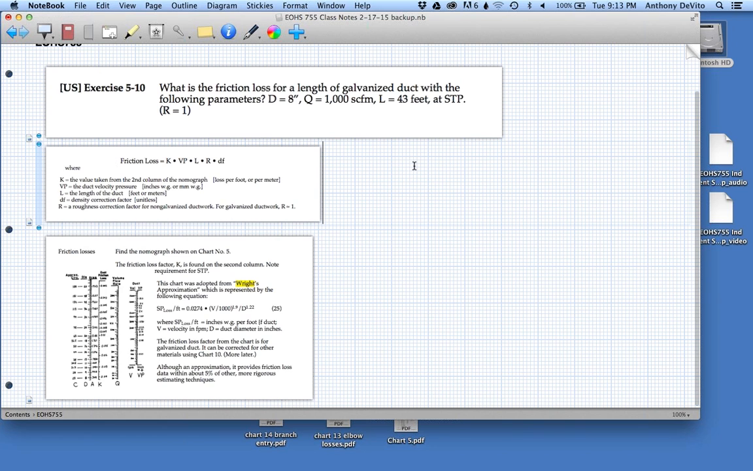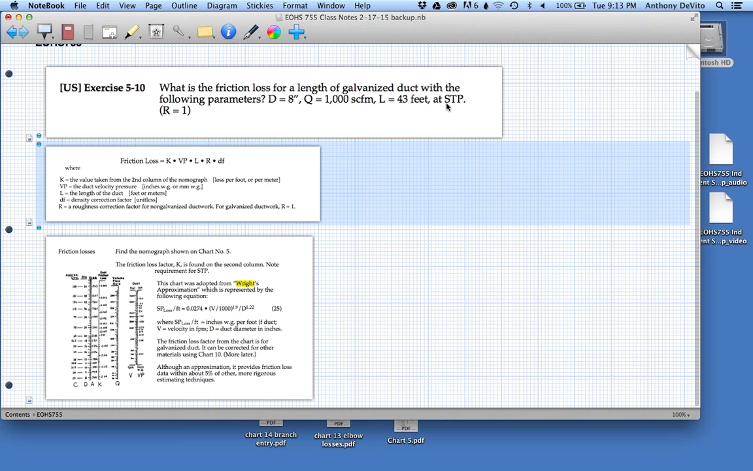Okay, let's take a look at this next one. What is the frictional loss for a length of galvanized iron ductwork with the following parameters? The diameter is equal to 8 inches. The quantity of air that's moving through here is 1,000 cubic feet per minute. The length of the ductwork is 43 feet.